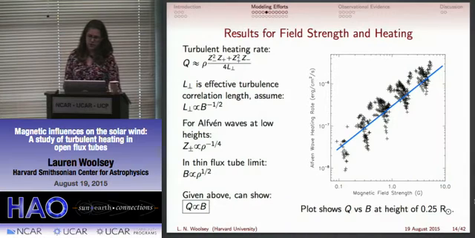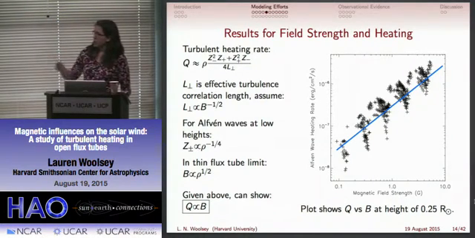So if we assume this correlation length is dependent on the magnetic field, here to the minus 1/2, and for Alfvén waves at low heights, so in the low corona or in the chromosphere, you can show that the Alfvén variables are actually proportional to the density to the minus 1/4. And then in the thin flux tube, a bit before the flux tube has had a chance to expand in the high corona, you can also show that the magnetic field is proportional to the density to the 1/2. So if you plug all of that in and see what you have left, the heating in the flux tube is actually directly proportional to the magnetic field strength. So if you have stronger magnetic fields, you're going to have more heating, as long as you're in this low heights thin flux tube limit.